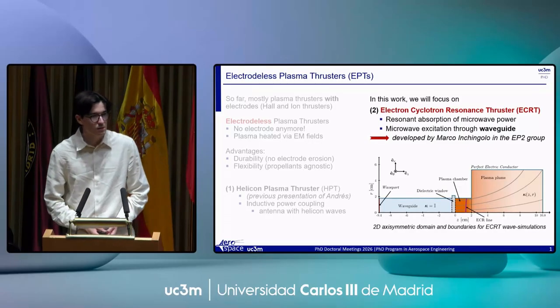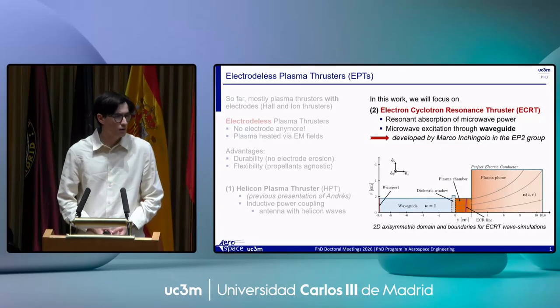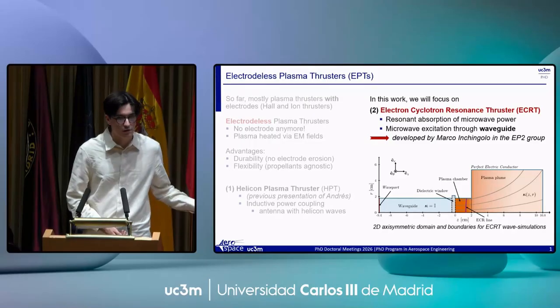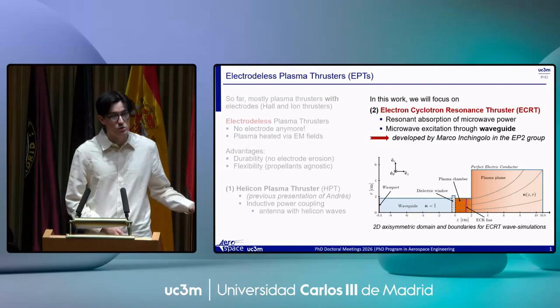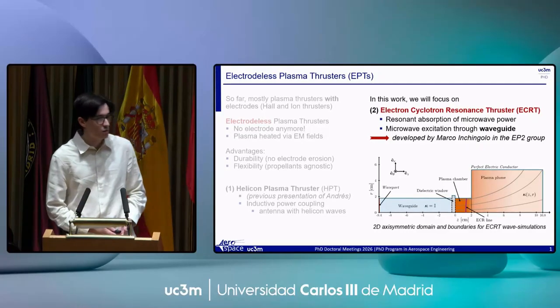So here is a sketch of the axisymmetric domain of the thruster. On the left, you have the waveguide that brings the waves towards the plasma chamber in the middle, which is the main region of interest in this case, because this is where you have the ECR line.